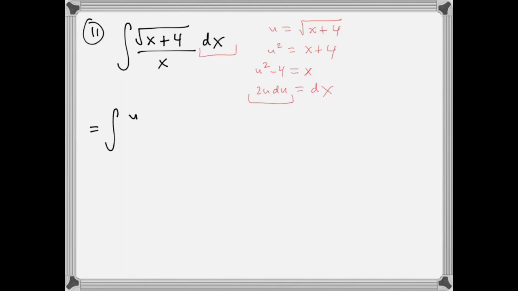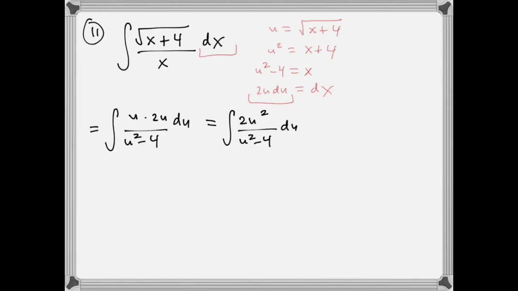And so let's see what happens to my integral. I end up with a u on top. The bottom is u squared minus 4. And then my dx becomes 2u du. So I end up with 2u squared over u squared minus 4. How would I approach an integral like this? Well, the bottom does factor, doesn't it? And so partial fractions is probably going to help us here.